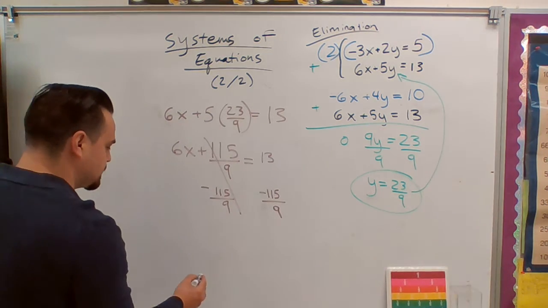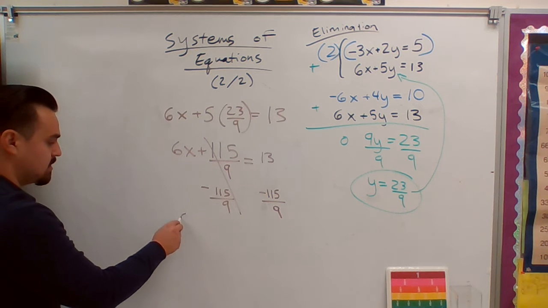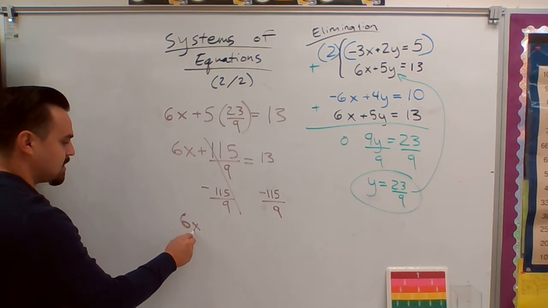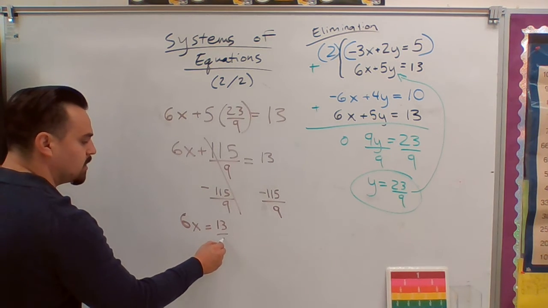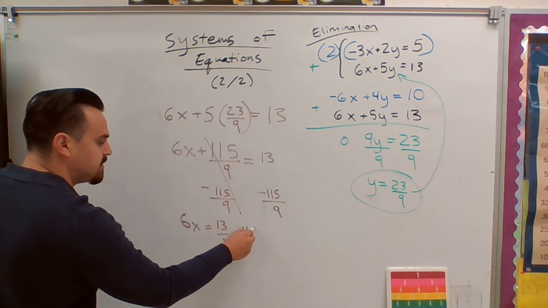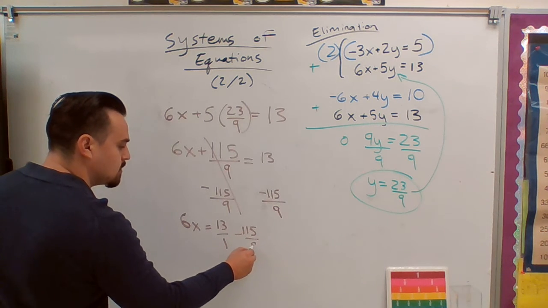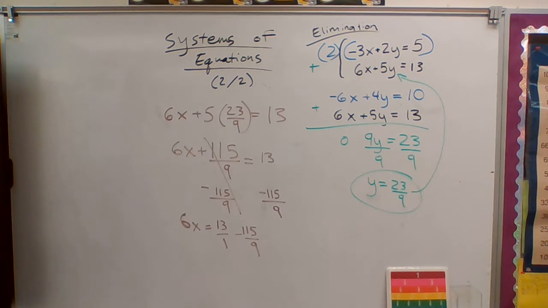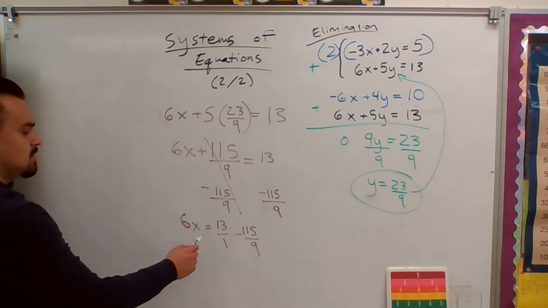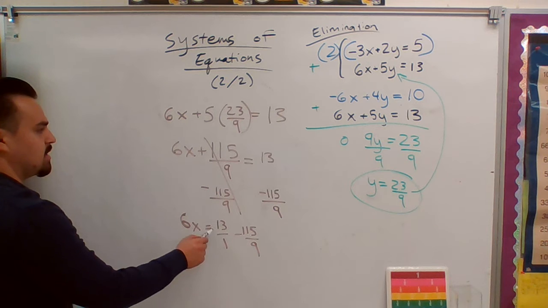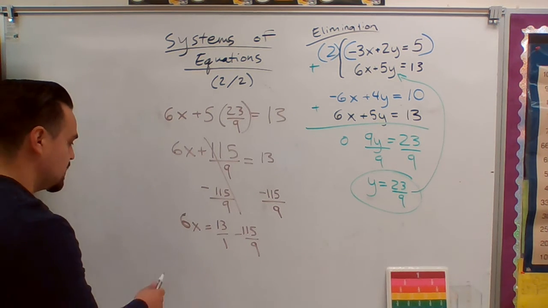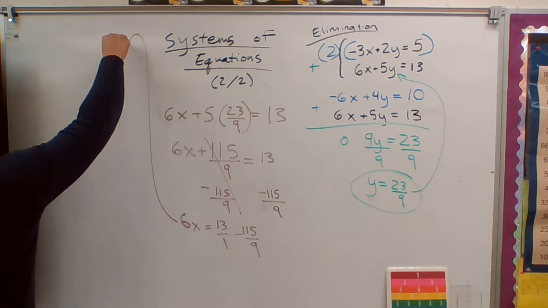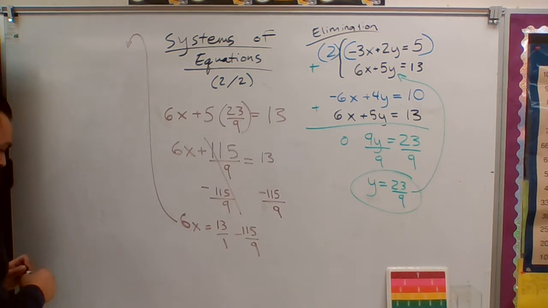On this side, it'll cancel out. So on this side, I'll be left with 6x plus 0 is equal to 13 over 1 minus 115 over 9. Well, looks like I'm going to have to multiply the numerator and the denominator up here by 9. 9 over 9 is 1. So I'm allowed to do that. It won't change the value. Let me show you what I mean up here. Go in a different color. Keep it interesting.